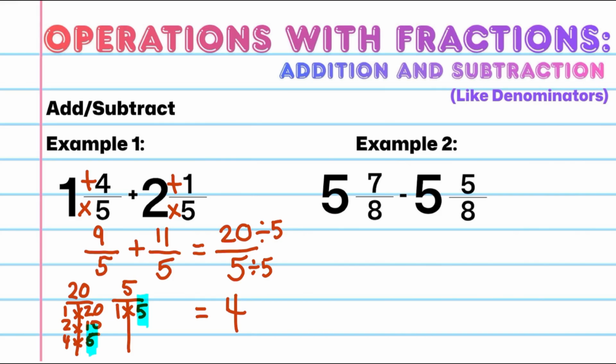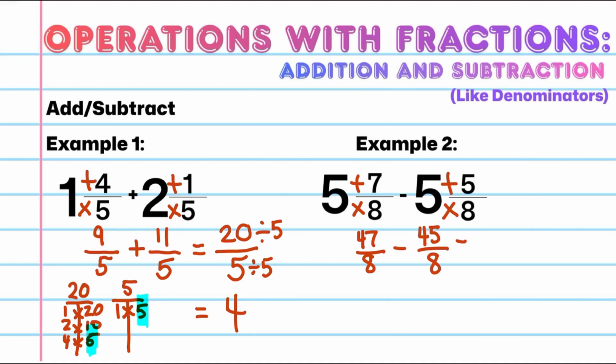Let's look at example 2. We have 5 7/8 minus 5 5/8. So I'm going to change my mixed numbers to improper fractions. I'm going to multiply 5 times 8, then add 7. Multiply 5 times 8, then add 5. Well, 5 times 8 is 40, plus 7 is 47. I'm keeping my denominator the same. 5 times 8 is 40, plus 5 is 45. Keeping my denominator the same.